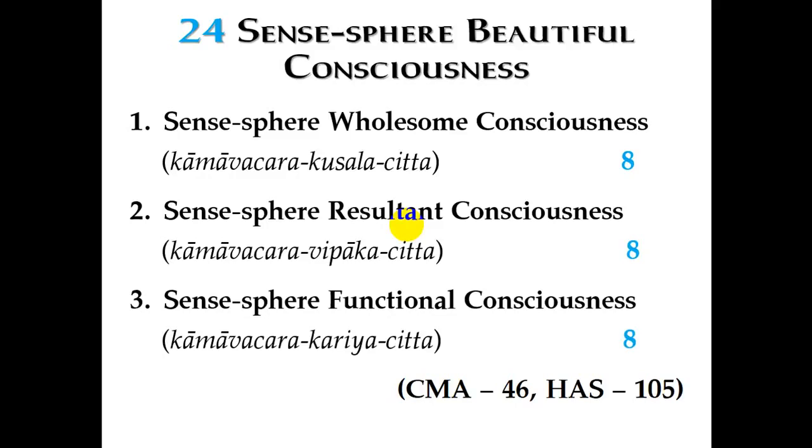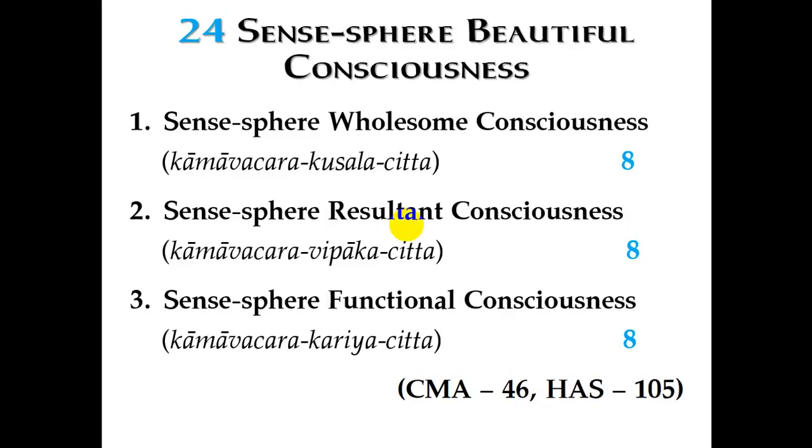Before we go there, I want to repeat a little bit so that you recall what you have learned. The first one, sense sphere wholesome consciousness, kusala citta. Whenever you do wholesome things, that is sense sphere wholesome citta. And the second one, resultant consciousness. After doing wholesome things, you will have a result, right? These are sense sphere resultant consciousness.